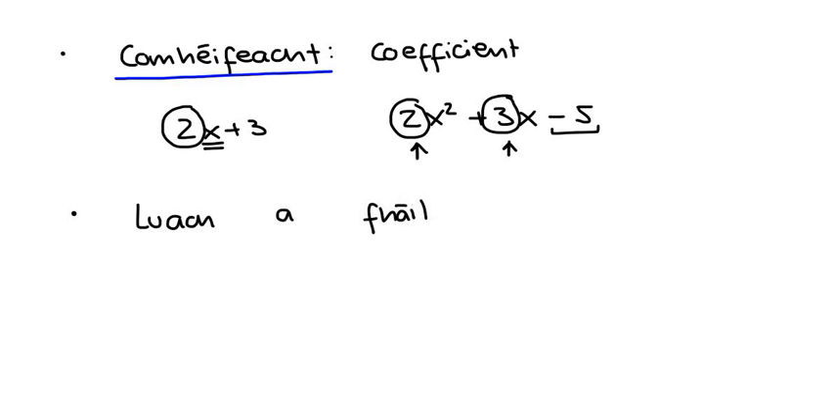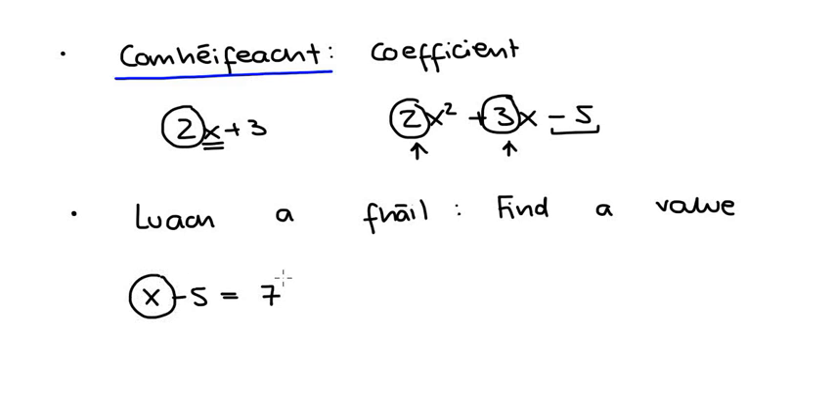The next one is réitigh. So it's to find a value. So if we take the very basic equation, x minus 5 is equal to 7. If we want to find the value of x, we need to solve the equation. So we'll go through this in more detail. But we have x is equal to 7 plus 5, so x is equal to 12. So just some basic examples to illustrate the point here.